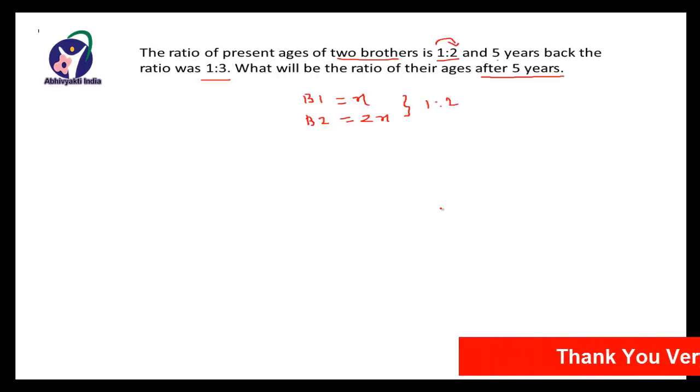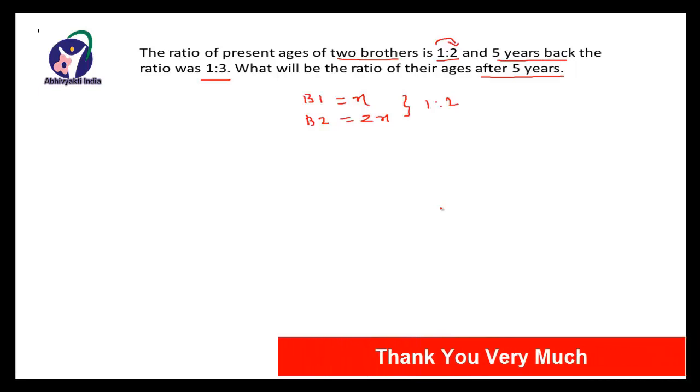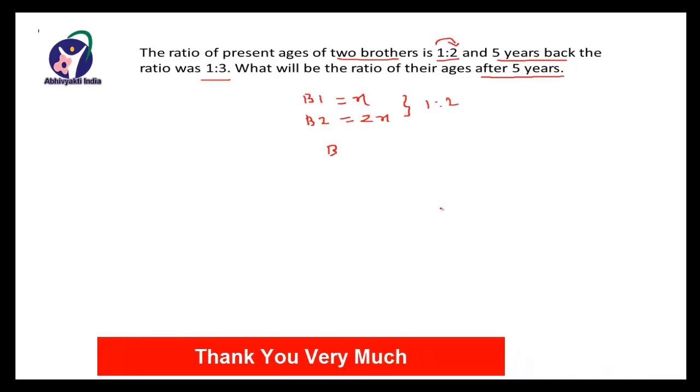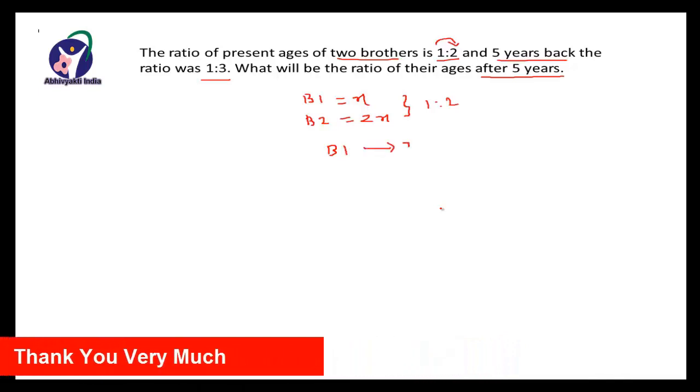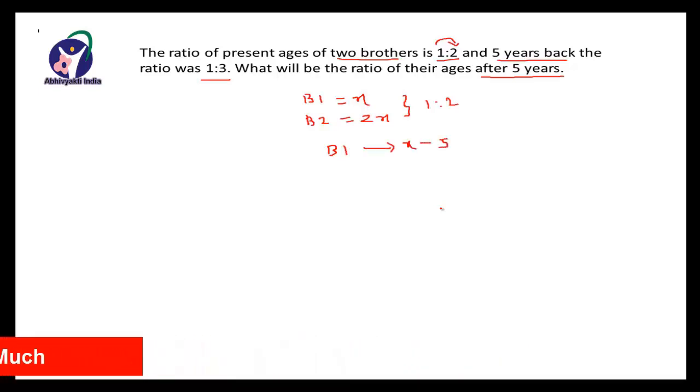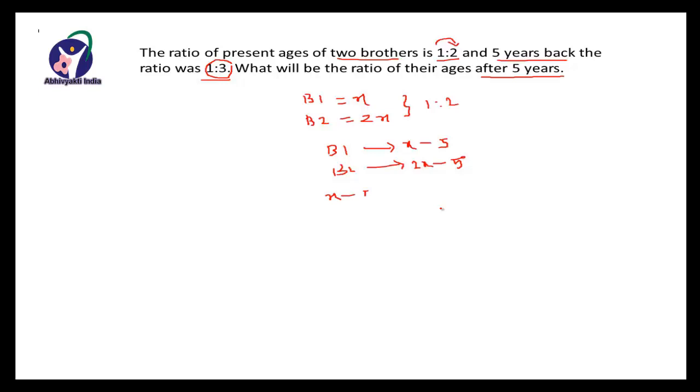Now see the other condition: 5 years back what will happen? The age of brother 1 will be x minus 5 years, and the age of brother 2 will be 2x minus 5, and it is given that this ratio is 1:3. So if you take the ratio of these two ages, that is (x minus 5) upon (2x minus 5), then this ratio will be equal to 1:3.